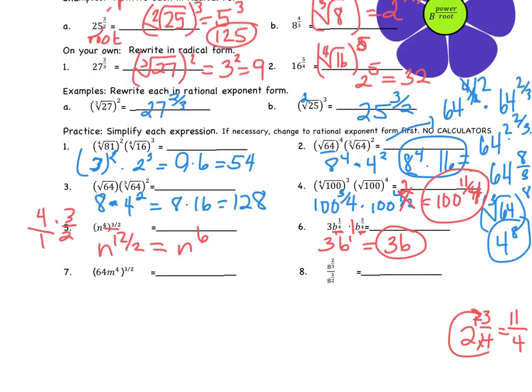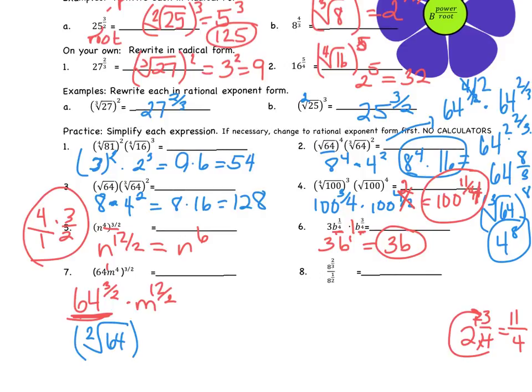All right, and the last two here, I'm going to use that power to the power, remembering that 64 actually has an exponent of 1. So this becomes 64 to the 3/2, because 1 times 3/2 is 3/2, times m to the 12/2, again, because just like up here, that was 4 over 1 times 3 over 2. I'm going to make this 64 to the 3/2 power. I'm going to actually rewrite that with my radical form. So that's the square root of 64 to the 3rd power. We know what the square root of 64 is. That's 8. So 8 to the 3rd power times m to the 6th is my final answer.